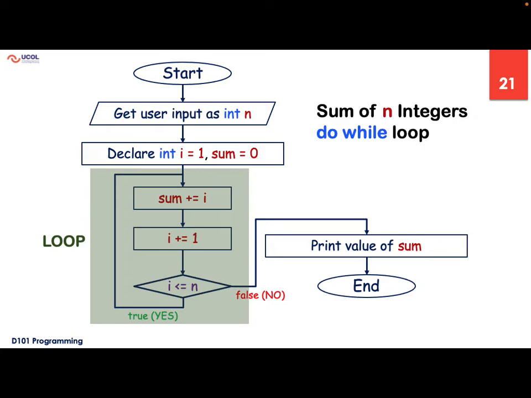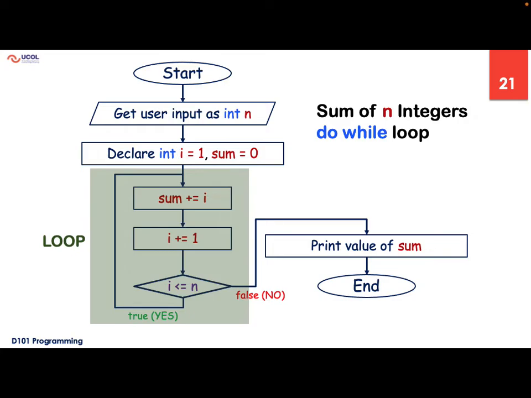In any case, if n is equal to 0, our sum value will not be the right thing. The reason is that sum plus equal to i, it will become 1, i plus plus, i is less than or equal to n, no, and it will come out, and the value of the sum will be 1. If the user has given the value 0, this flow chart will return sum is equal to 1, and that is the wrong thing. Yes or no?